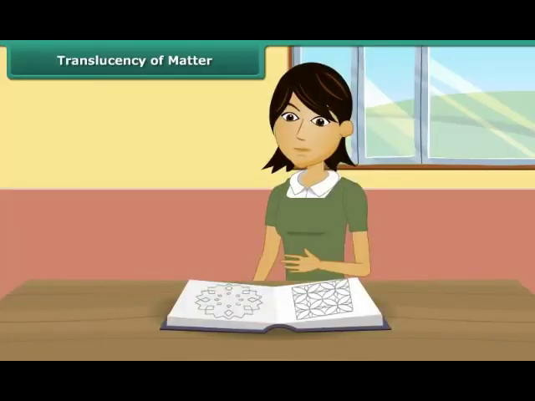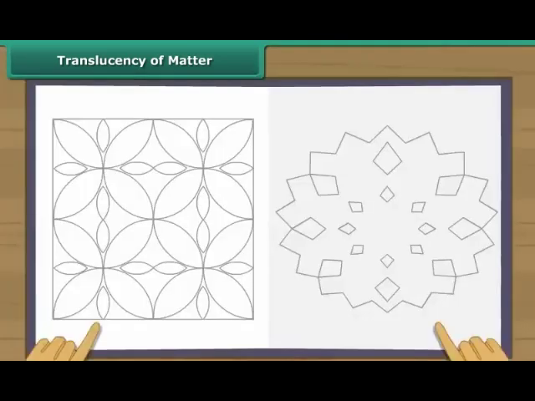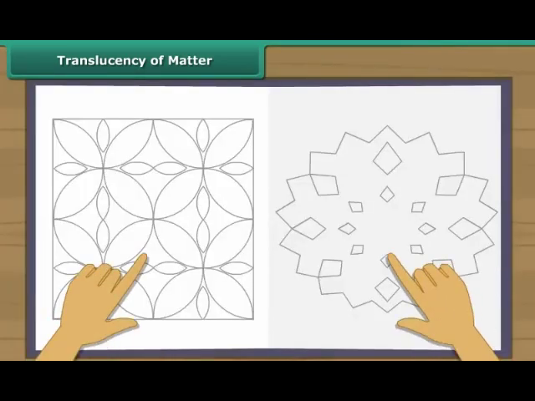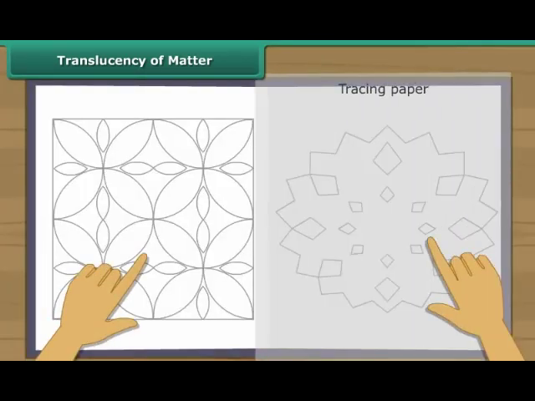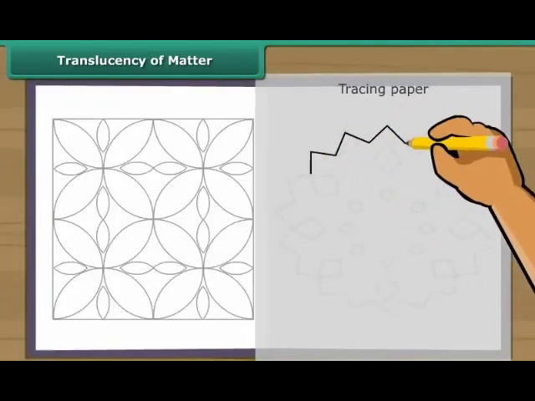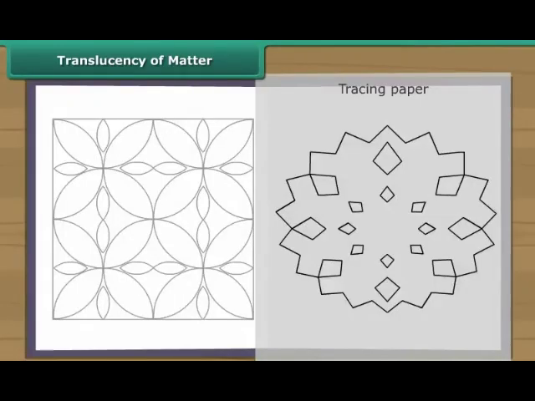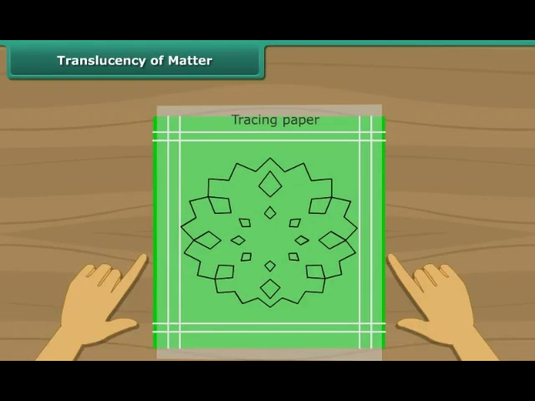Rekha is getting ready to embroider a handkerchief. She has located a pattern in a book. She wants the same on her handkerchief. She uses a tracing paper to copy the pattern from the book onto her hanky. Now she is all set to embroider. What made this embroidery possible was the translucent tracing paper.